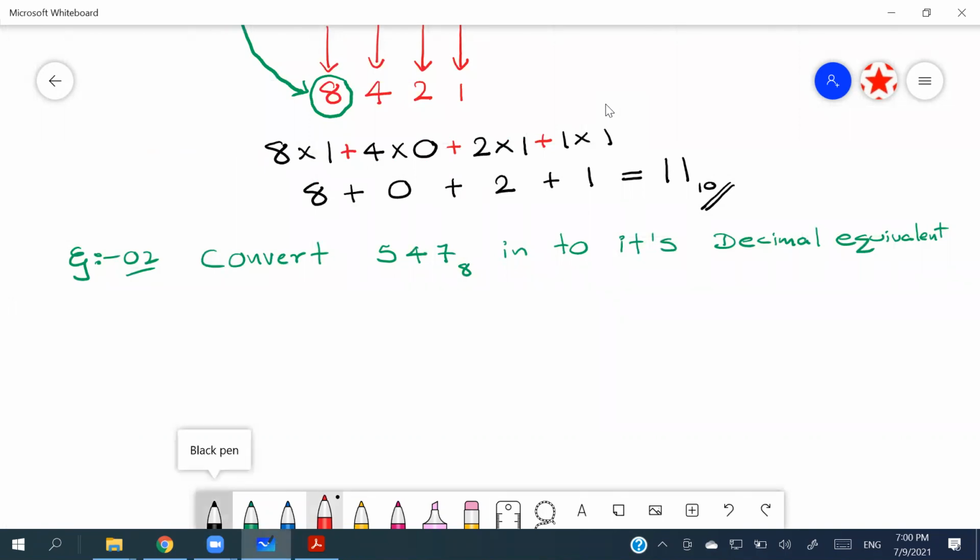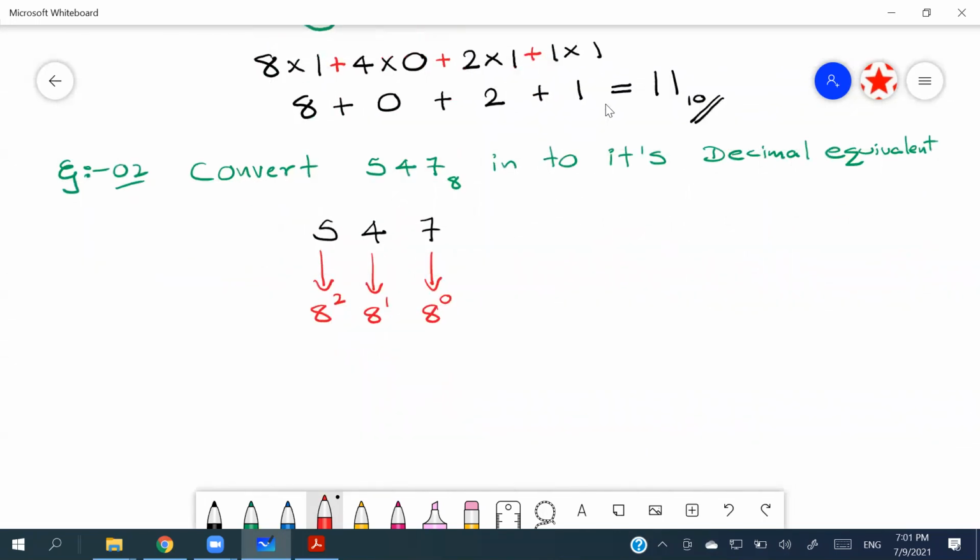So what we have to do is we have to take the octal value, 547. Then we are going to consider the place values. So now it's going to be 8 to the powers. Why? Because we are given an octal number, right? So it's 8 to the powers of its place values. So 8 to the power 0 indicates 1, 8 to the power 1 indicates 8, and 8 to the power 2 indicates 64.